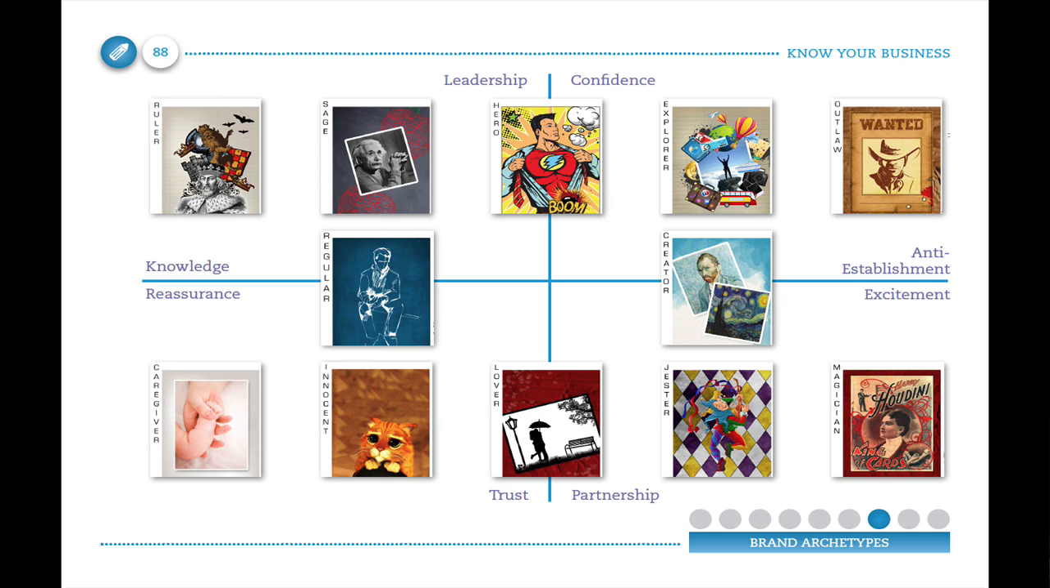way you organise them. So up the top we have leadership and confidence. To the left we have knowledge and reassurance. Down the bottom we have trust and partnership. And to the right we have anti-establishment and excitement.